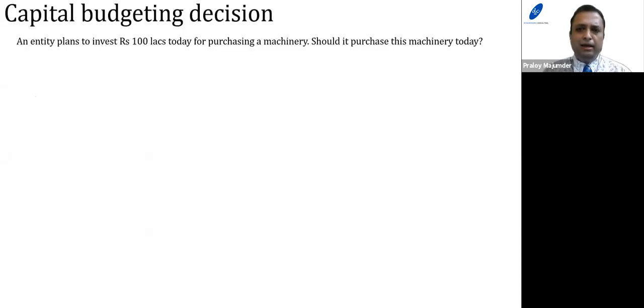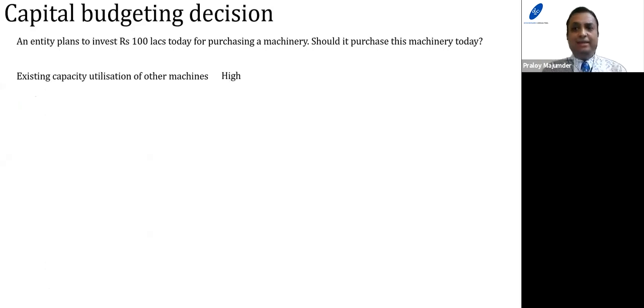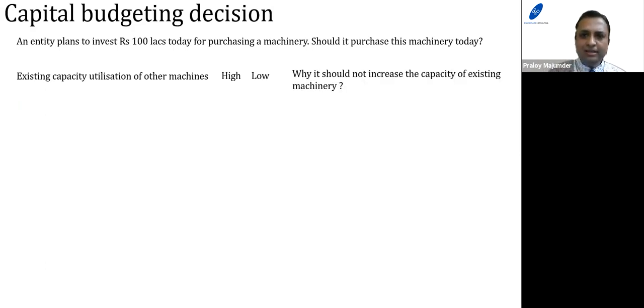Now, let us explain this concept with the help of an example. An entity plans to invest 100 lakhs today for purchasing a machinery. Should it purchase this machinery today? The activity before it actually purchases is called capital budgeting decisions. The first question we have to ask is, what is the capacity utilization of other machines? If it is high, yes, that makes sense. If it is low, why should it not increase the capacity of the existing machines?